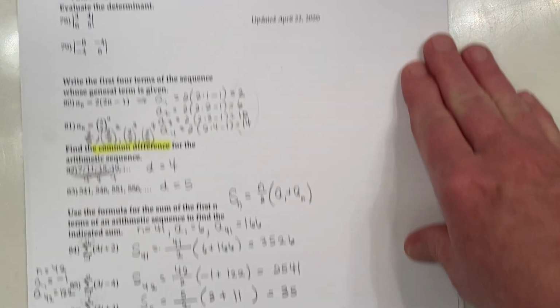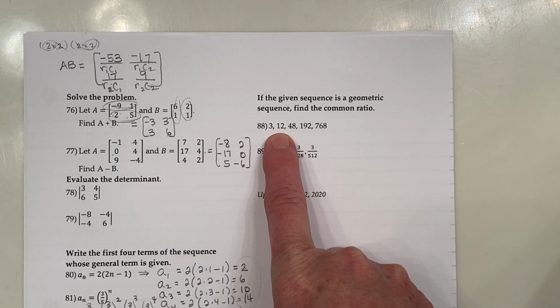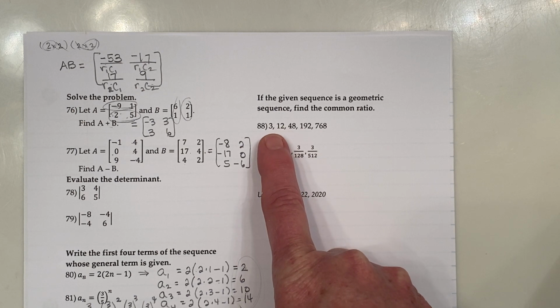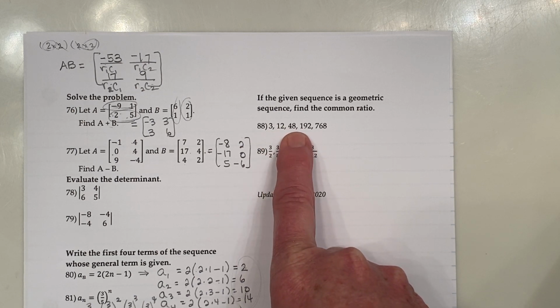Okay. All right, last two, 88 and 89. If the given sequence is a geometric sequence, find the common ratio. Okay, so that means if we have a geometric sequence, we're always multiplying by the same number to produce the next term in the sequence. So by inspection, you can see that to go from 3 to 12, I'd have to multiply, not add. That's arithmetic. Geometric is multiply. I'd have to multiply 3 times 4 to get to 12. Well, do I multiply 4 by 12 and get 48?